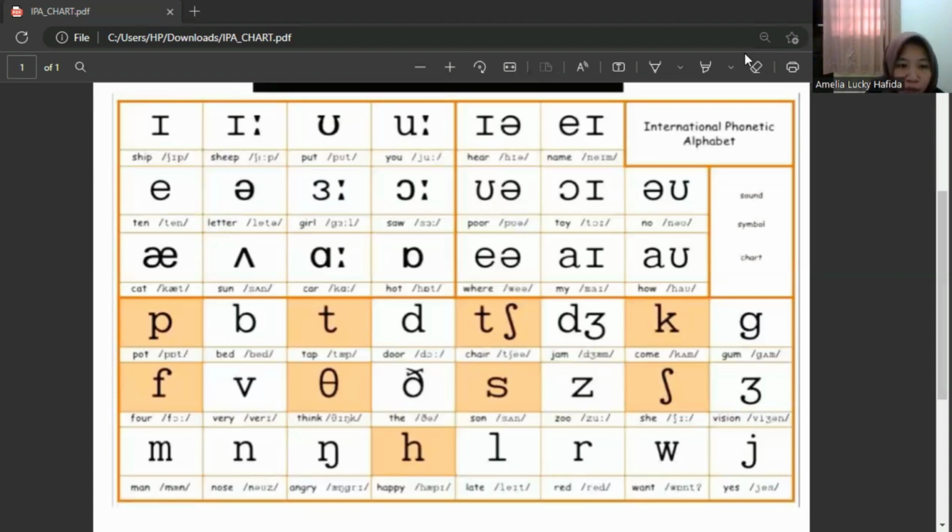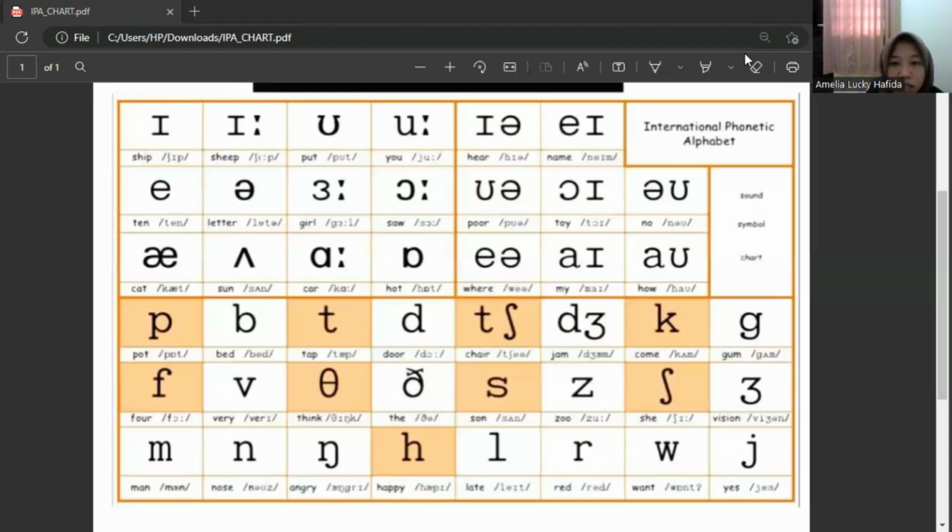Next is f sound. For example, full, full, full. Next is v sound. For example, ferry, ferry, ferry. Next is th sound. For example, thing, thing, thing. Next is the voiced th sound. For example, that, that, that.